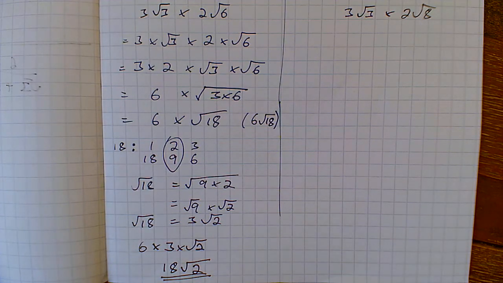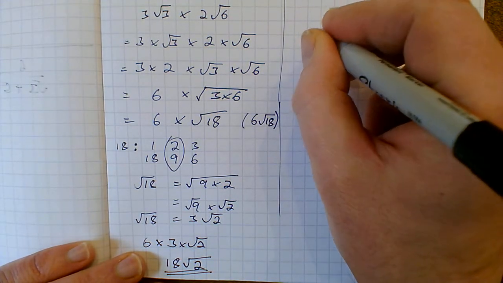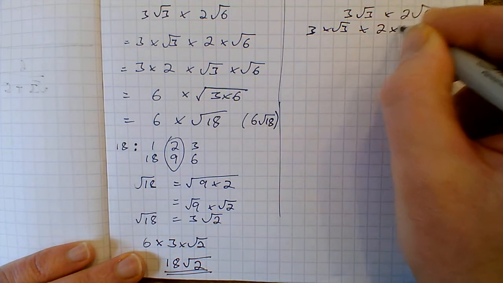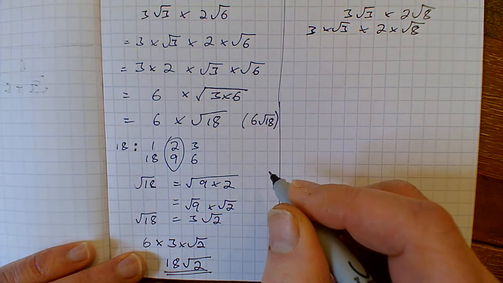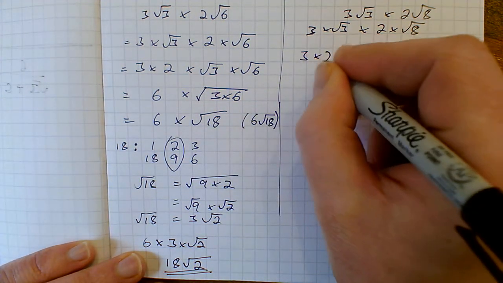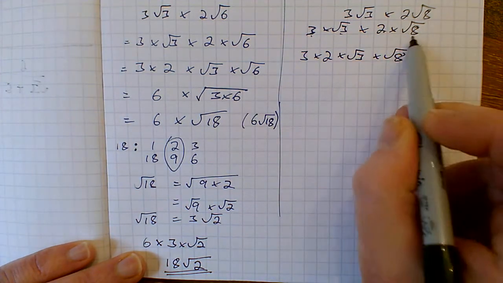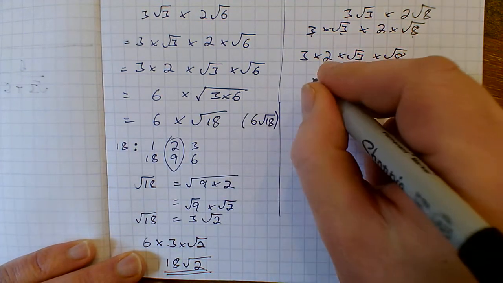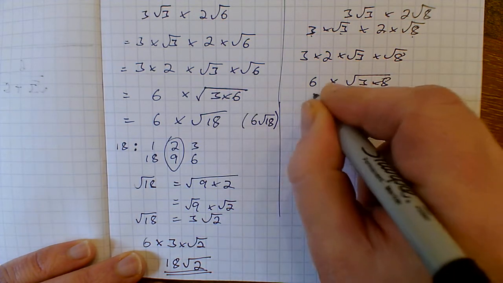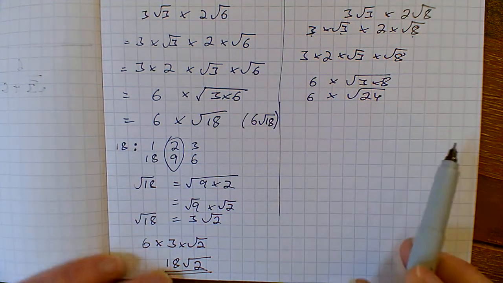Okay, welcome back. I'm going to rewrite this as 3 multiplied by root 3 multiplied by 2 multiplied by root 8. And I don't like that so much, so I'm going to rewrite it as 3 times 2 times root 3 times root 8, and that's just putting the integers together and then putting the square roots together. 3 2s are 6, and this becomes the square root of 3 times 8, so I get 6 times the square root of 24. And again, you might think the answer is 6 root 24.